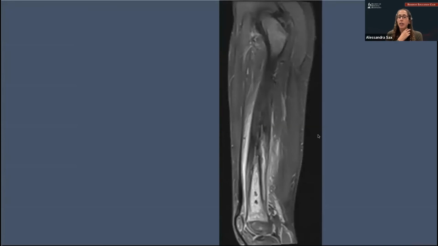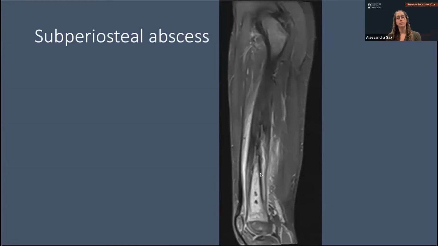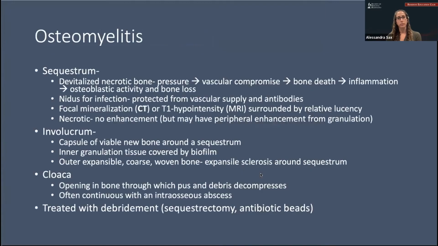This is that same kid. And we can see here that there is a fluid collection abutting the posterior aspect of that distal femur. And then this here is actually periosteum. This could also be a periosteal abscess or a subperiosteal abscess. So these are the more complicated cases of osteomyelitis.